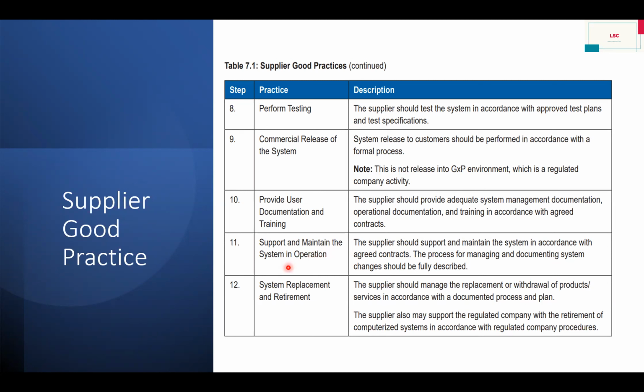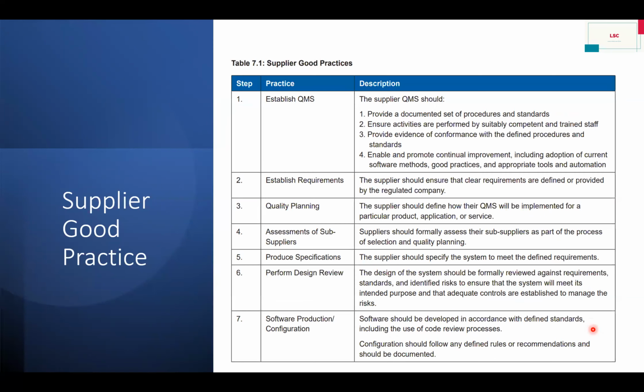Now, support and maintain the system in operation. The supplier should support and maintain the system in accordance with the agreed contract. The process of managing and documenting system change should be fully described. Then system replacement and retirement. The supplier should manage the replacement or withdrawal of the product or service in accordance with the documented process and plan. The supplier also may support the regulated company with the retirement of the computerized system in accordance with the regulated company procedure. So these are the 12 major points.